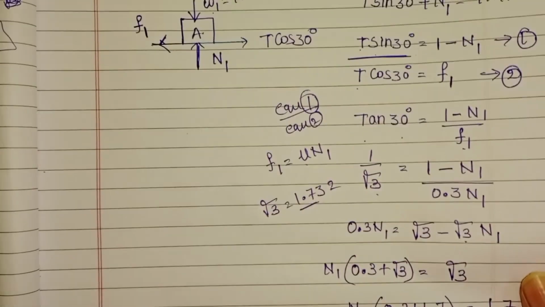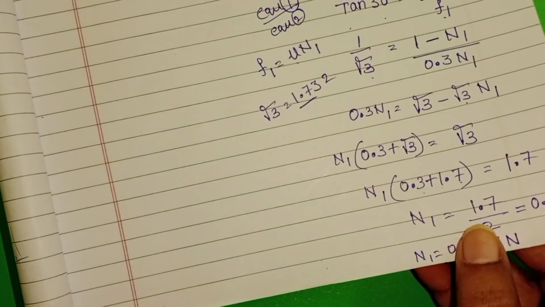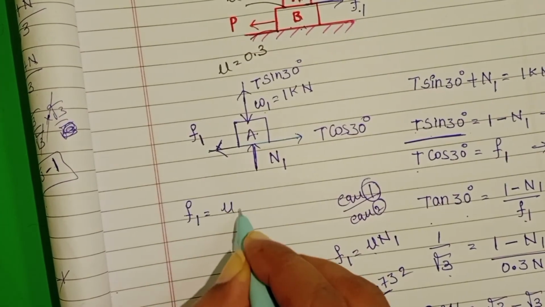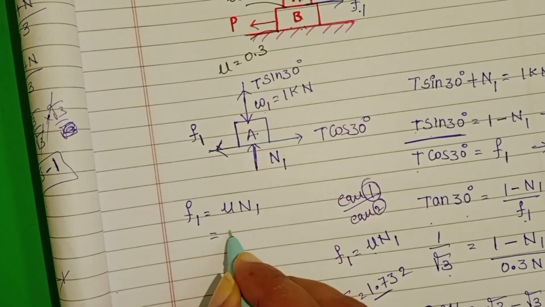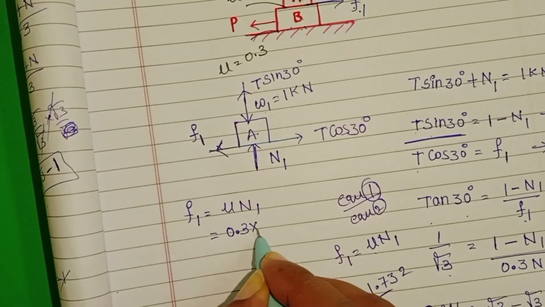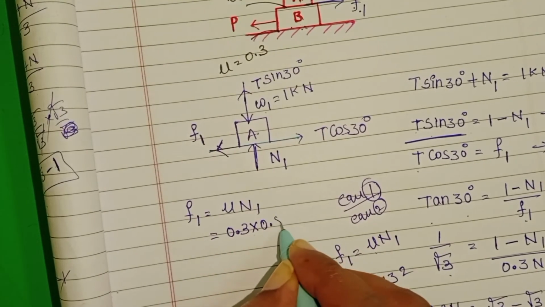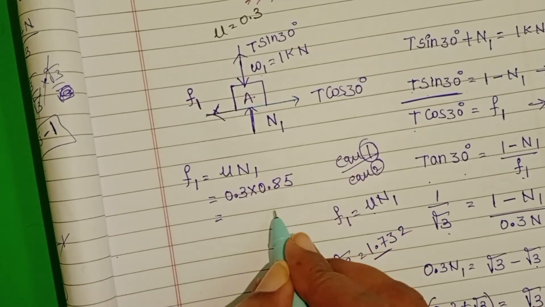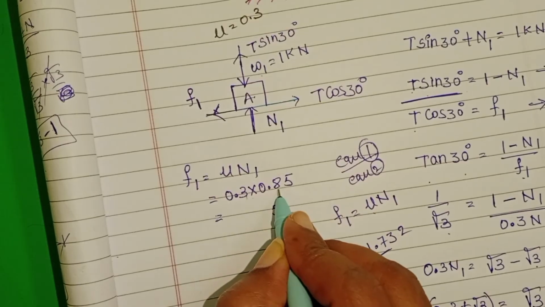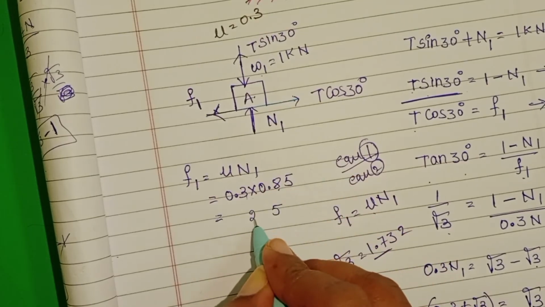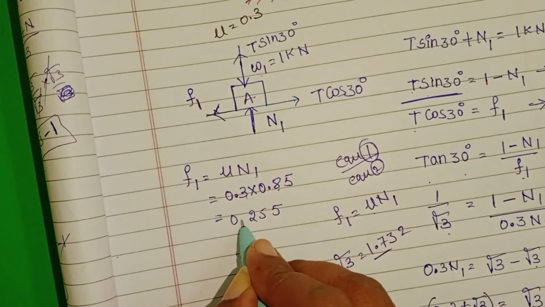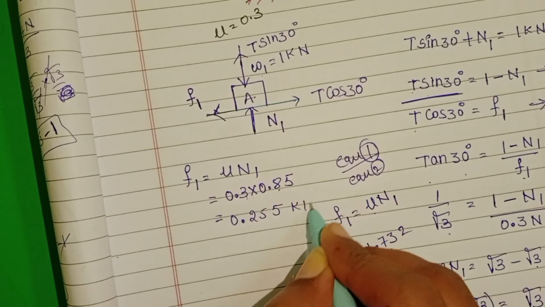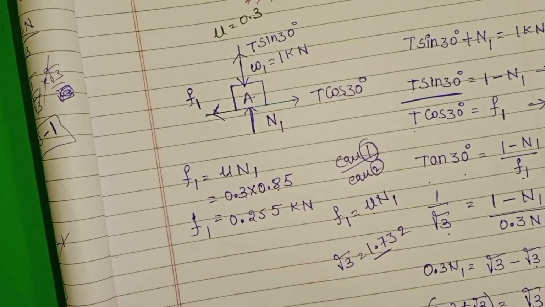Now we know N1. By using this, find out F1. F1 is equal to mu N1. Coefficient of friction 0.3, N1 is 0.85 kilonewton. Multiply this. 5 3s 15, 8 3s 24, 24 plus 1, 25. Decimal part is 3. So 0.255 kilonewton. This is F1.